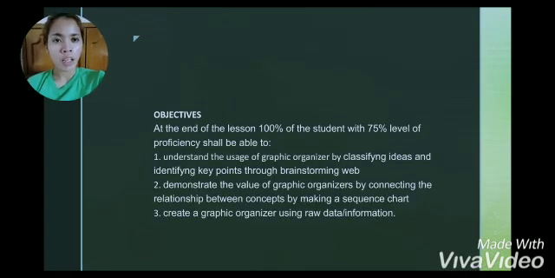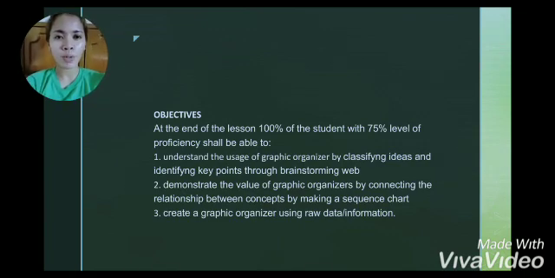So these objectives will serve as our guide of what the student should be learning at the end of our lesson. So our first objective is to understand the usage of graphic organizer by classifying ideas and identifying key points through brainstorming web. This first objective will be hit in our activity part. The second objective is to demonstrate the value of graphic organizers by connecting the relationship between concepts by making a sequence chart. This second objective will be hit in our application part.